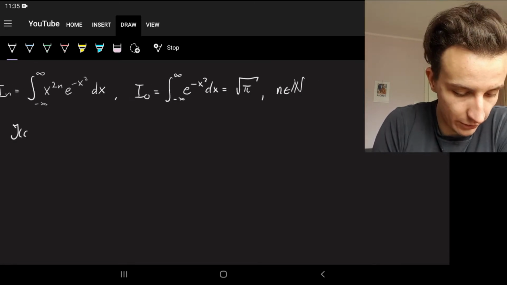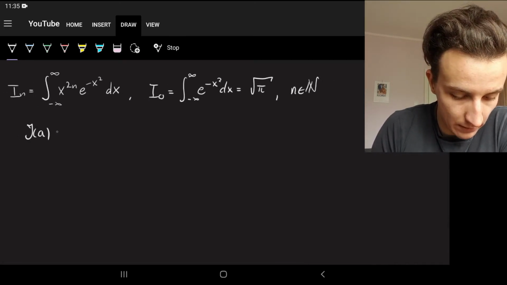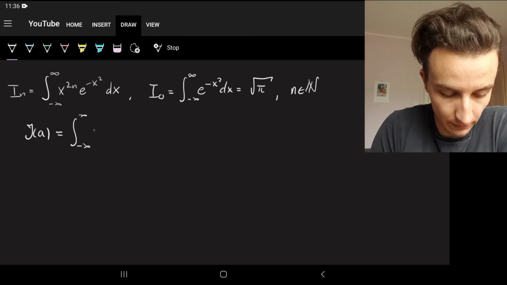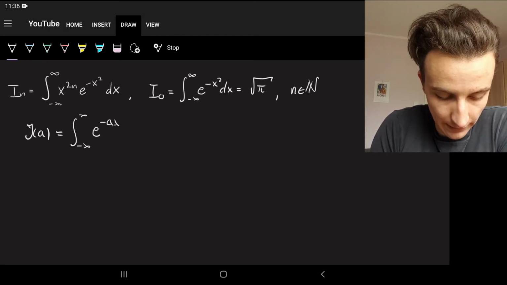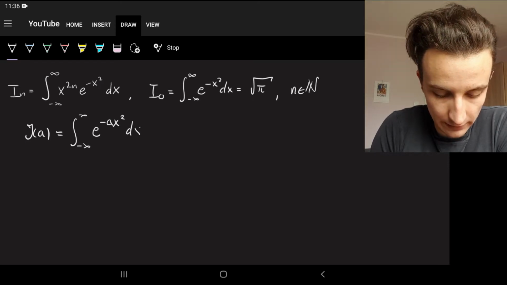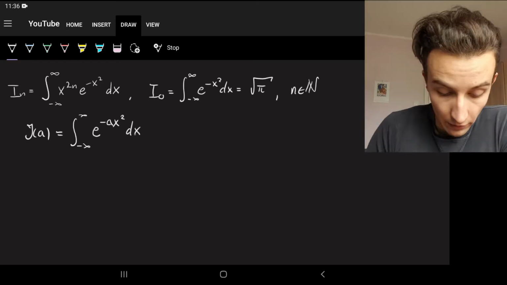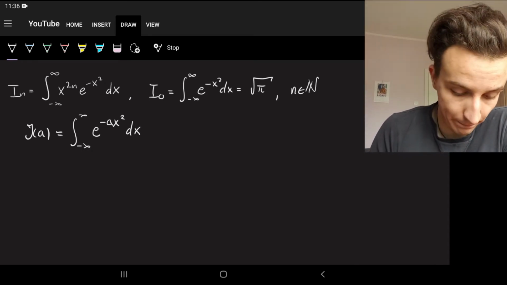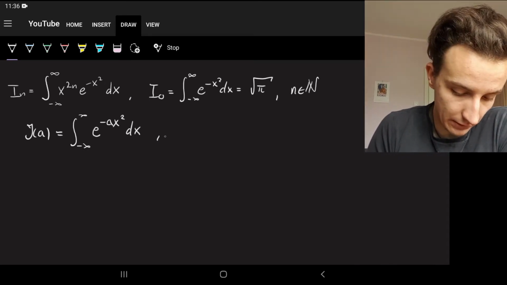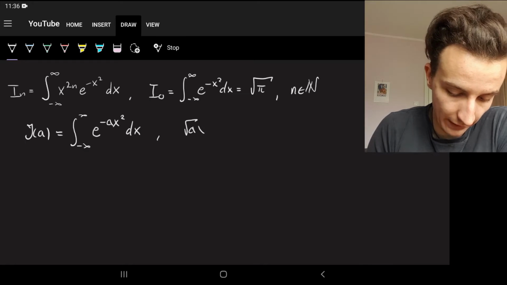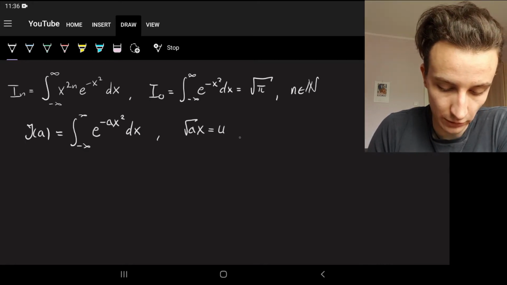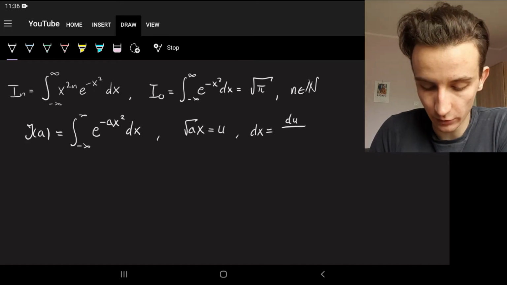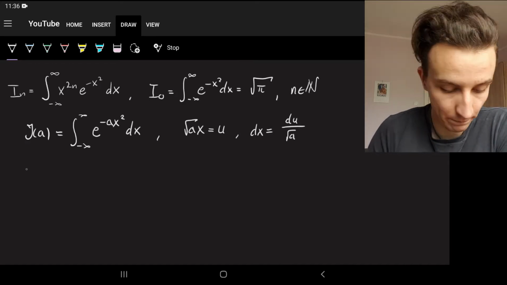the integral J of a, which is going to be an extended definition of I0. It's going to be e to the minus a x squared dx. Now, we can find a closed form for J of a by using the substitution square root of a times x equals u, whereby dx is du over square root of a.